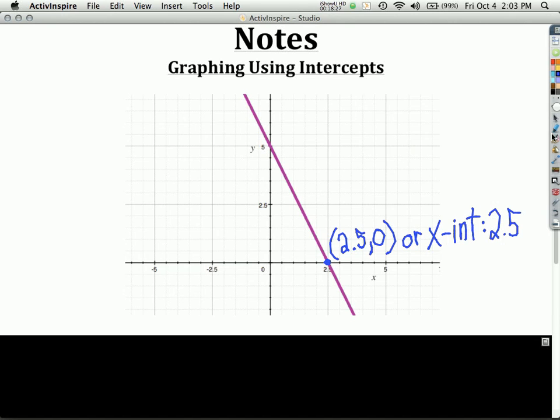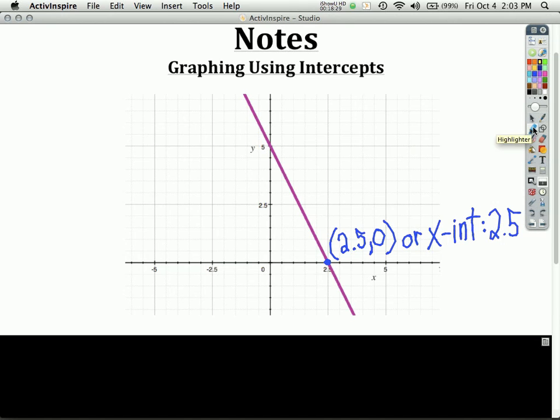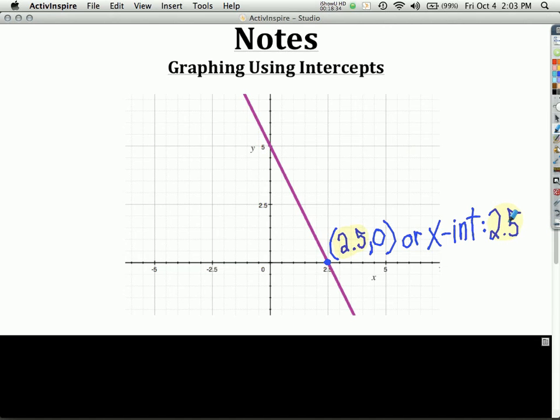So you can say that the x-intercept is just the x-coordinate. And I will often do that, I will just say the x-intercept is 2.5. What I'm really saying is it's 2.5, 0. Okay?